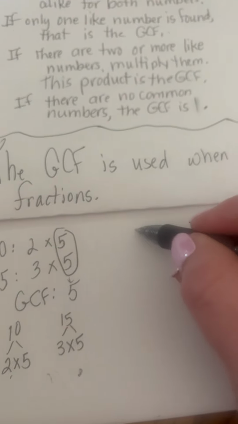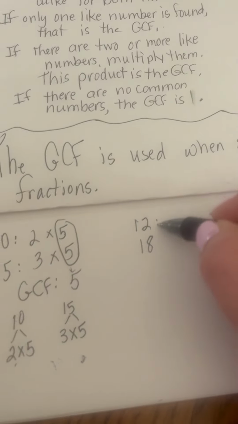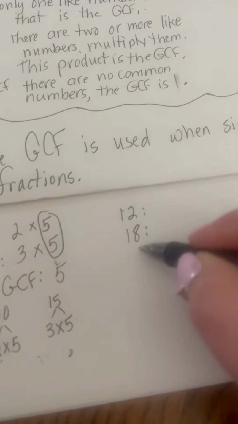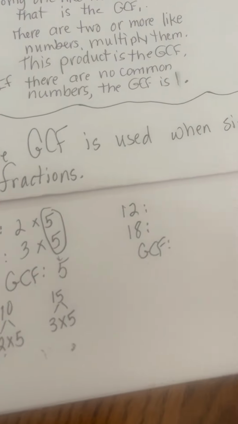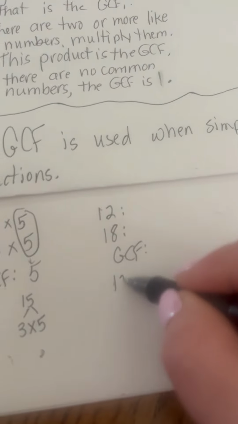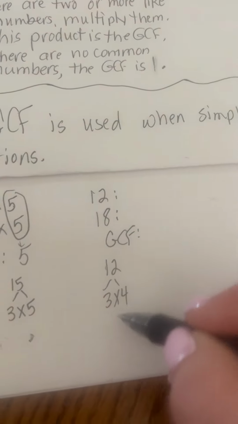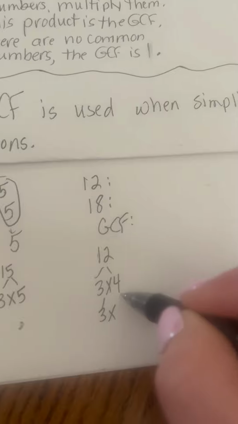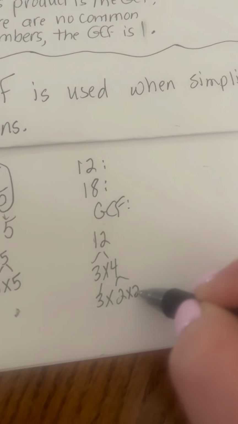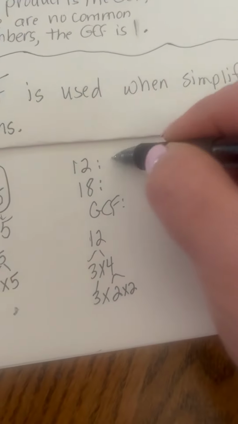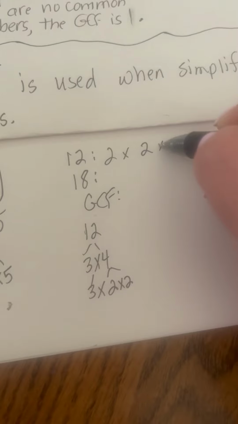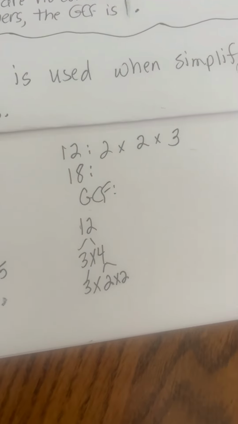Okay, if we take 12 and 18, and you can have more than 2 numbers, so if you were adding more than 2 fractions or mixed numbers. Okay, 12, 3 times 4. 3 is prime, so 1 line. 4 is composite, 2 times 2. Okay, when I write them up here, I'm going to put them in order from least to greatest. It makes it easier to find the common factors.